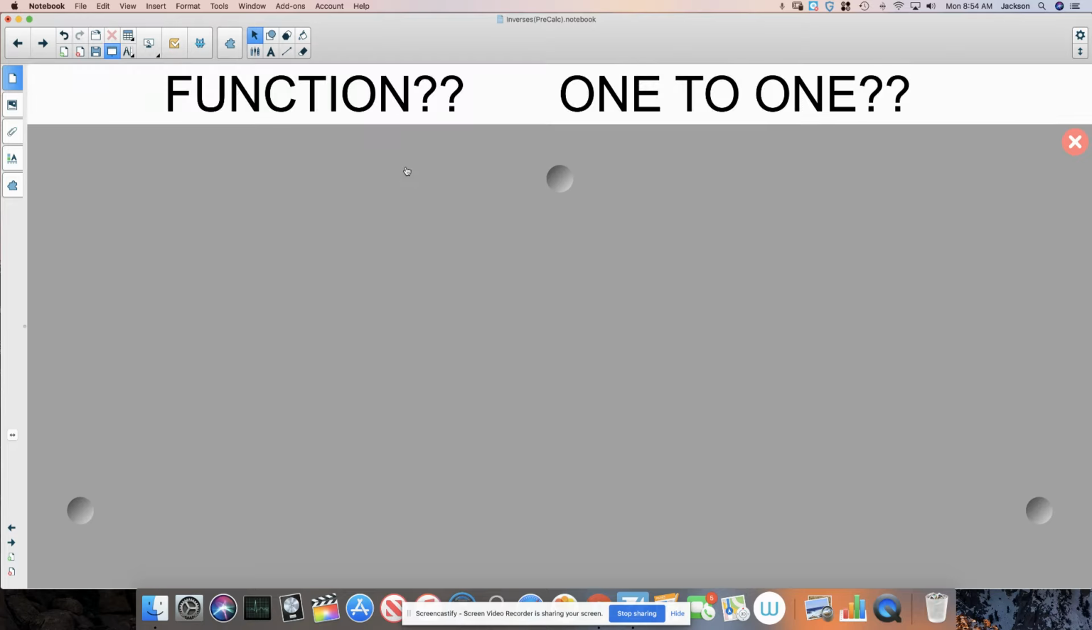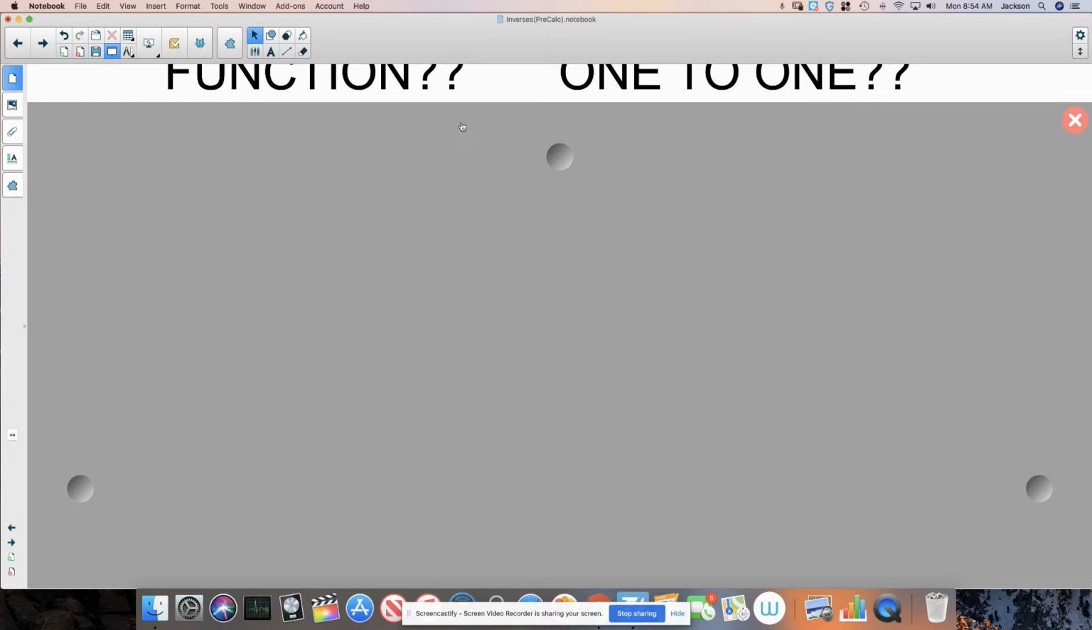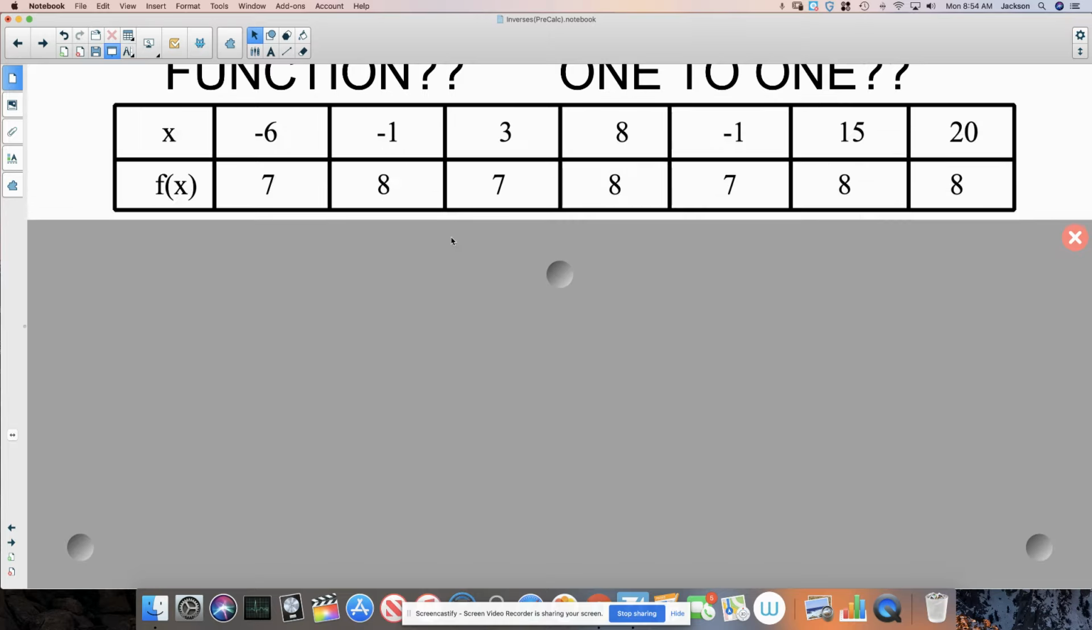All right, let's use this slide to test if we understand the concept of a function, well, a relation being a function, and if that function is one-to-one. Okay, so we're going to pull this down one at a time. Let's take a look at this relation. We're saying that we're going to call this f of x, right? And we want to know first and foremost, is this a function?